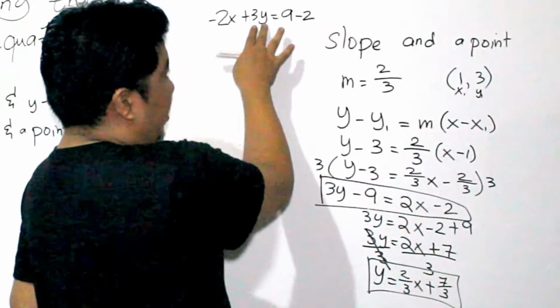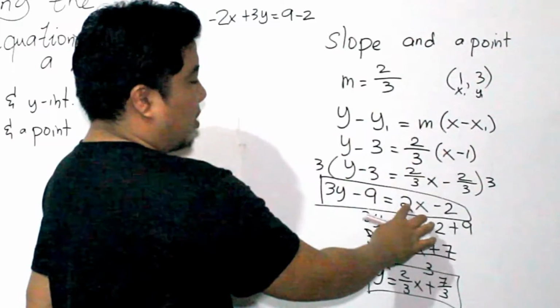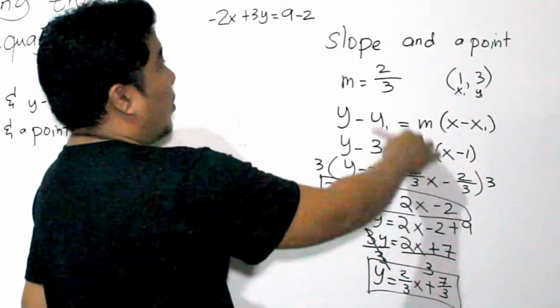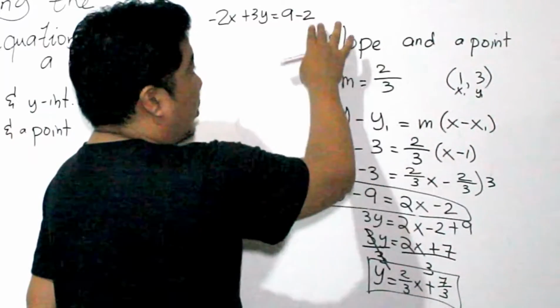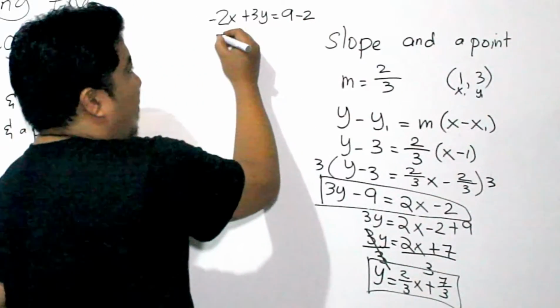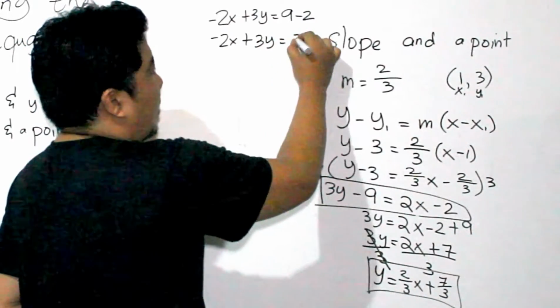So, did not change, right? The negative 9 here was changed. Here, 2x was transposed to the other side, giving negative 2x. And then minus 2 did not change. Okay, so by simplifying this, negative 2x plus 3y is equal to positive 7.